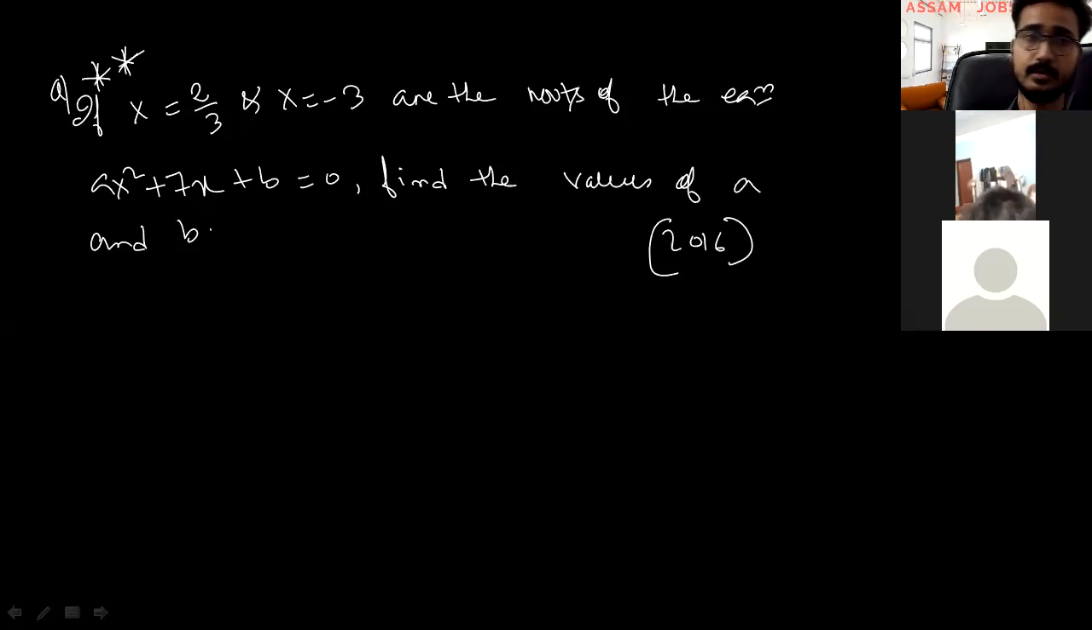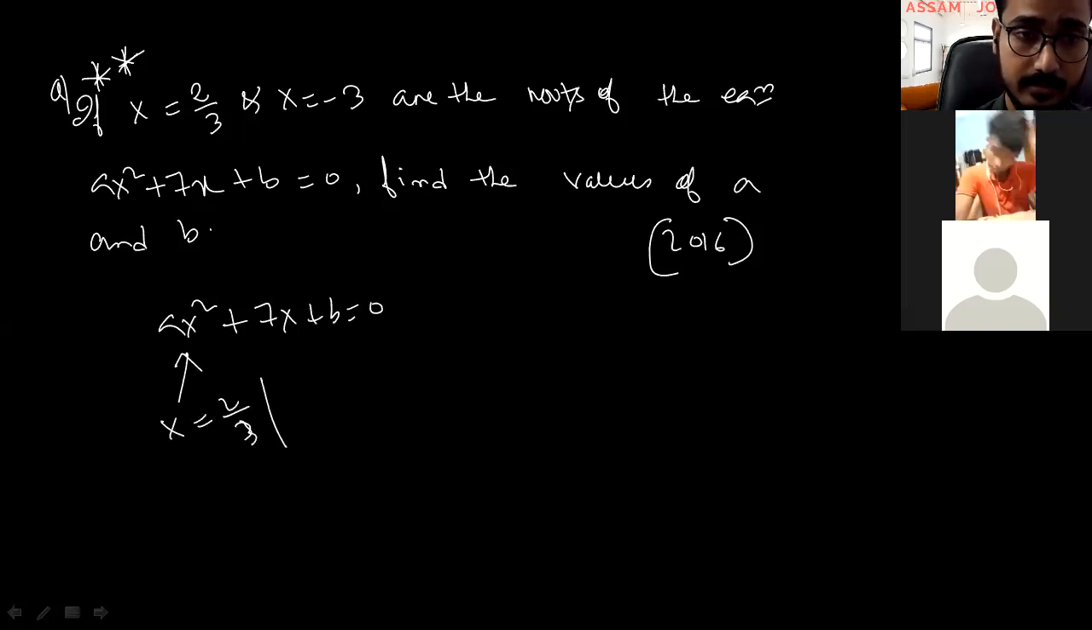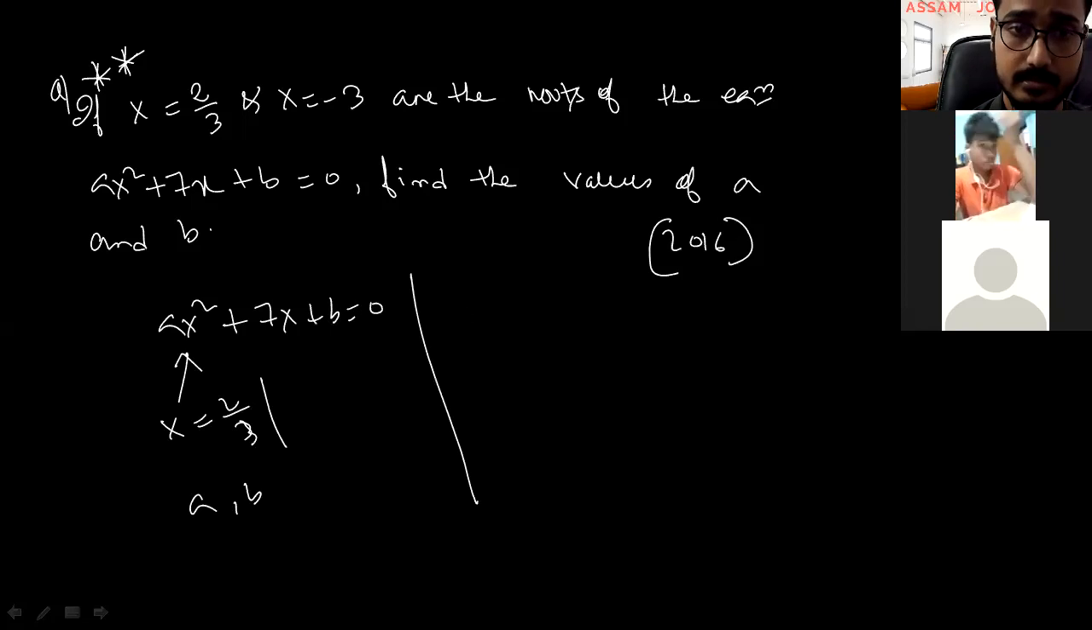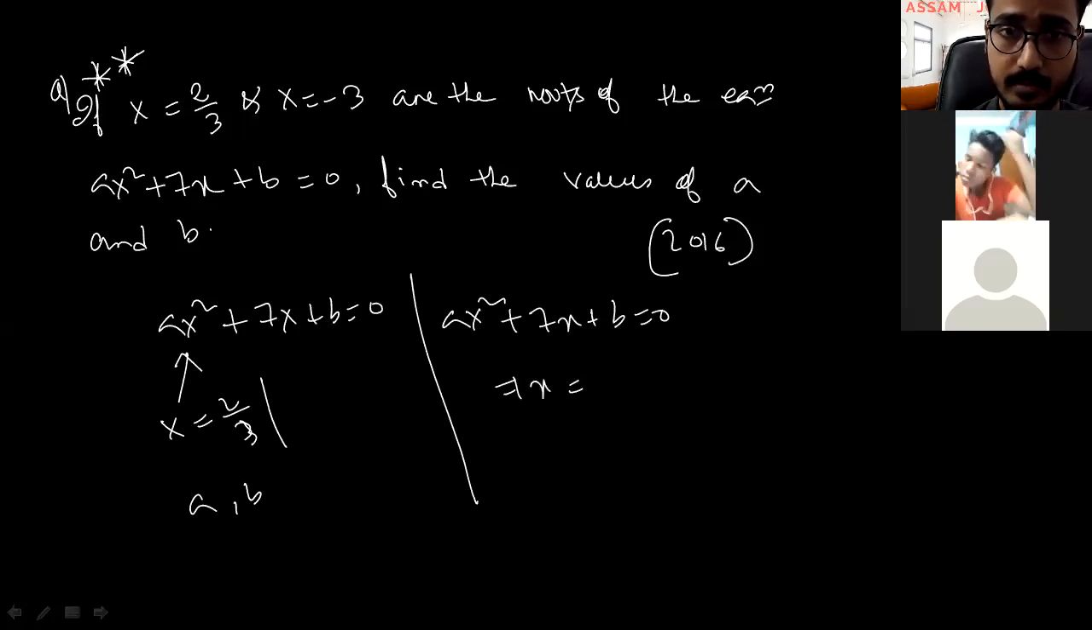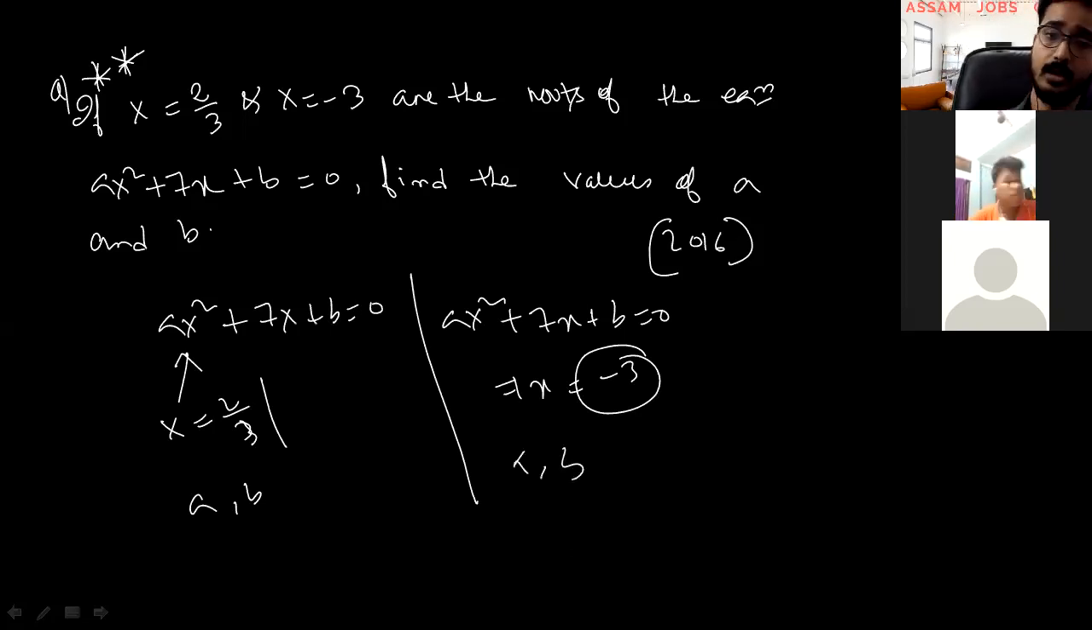So how are you going to solve? First, you have to put x equal to 2/3. Suppose this is the equation, ax square plus 7x plus b equal to 0. First, you have to put here x equal to 2/3. You will get one equation in terms of a and b. Again, same equation. You have to put x equal to what? -3. So again, you will get one equation in terms of a and b. And after solving these two equations, you will get the value of a and b. Clear?